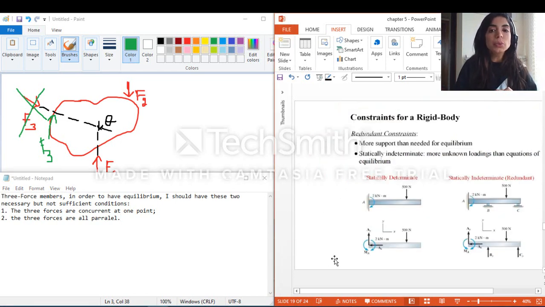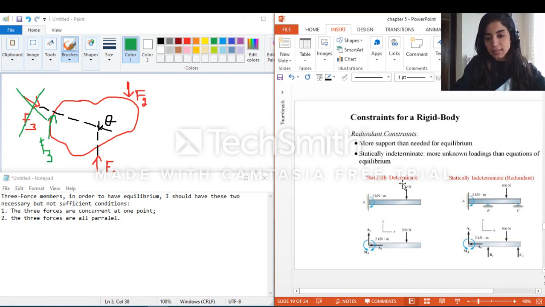Now guys, I want to introduce two particular cases, and they are also important because I can ask you, what is the type of this member? Is it statically determinate or statically indeterminate? And you should know how. In fact, it is statically determinate if the number of unknowns is equal to the number of equations. So I know from 2D that the number of equations is equal to 3. This means that the number of unknowns should be equal to 3 in 2D.